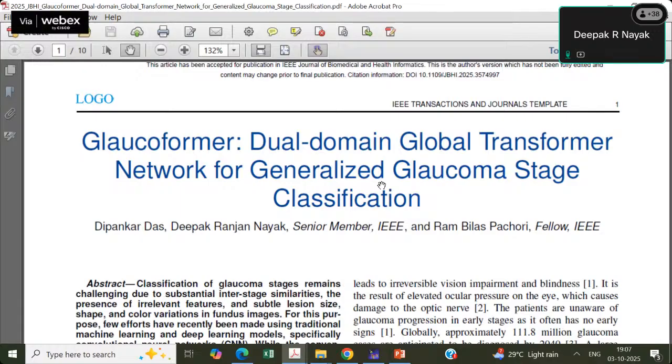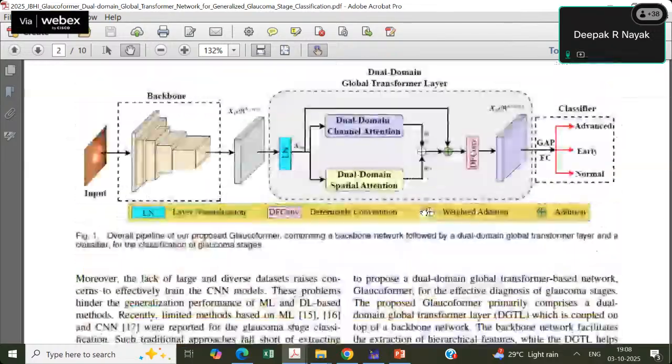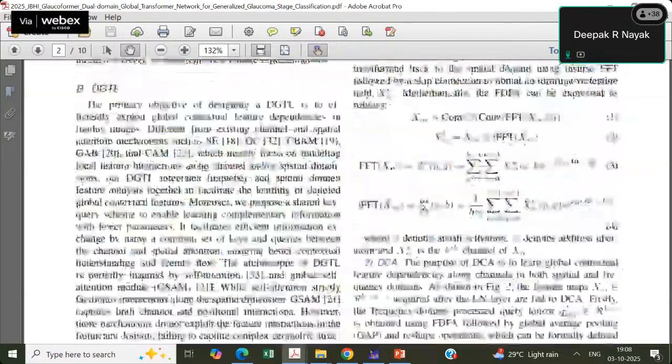Why the name is generalized glucose stage classification: here we have considered two data sets. One data set we have used for training and testing, and the other data set we have only used for validating our model. That means the other data set is only used for checking the generalization performance of our model, right? So what we have observed is that our model is really performing well.